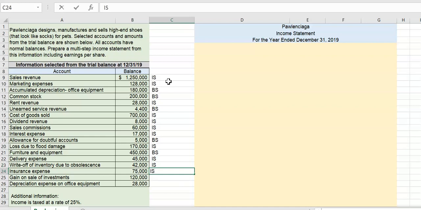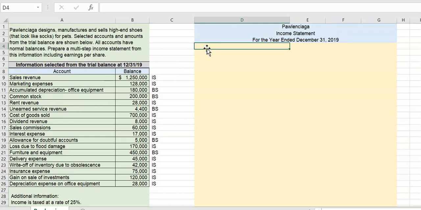Insurance expense, we know that's the income statement. Gain on the sale of investments. If we see a gain or a loss, that will be on the income statement. And finally, depreciation expense on office equipment. We know that that's on the income statement. All right, let's start our income statement preparation.